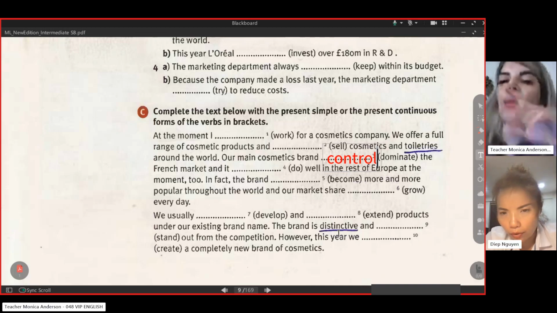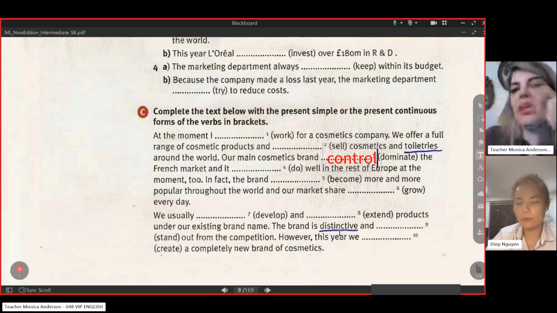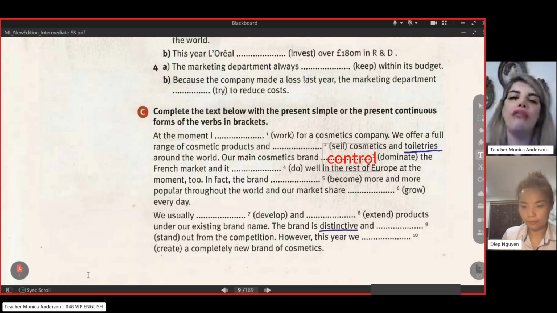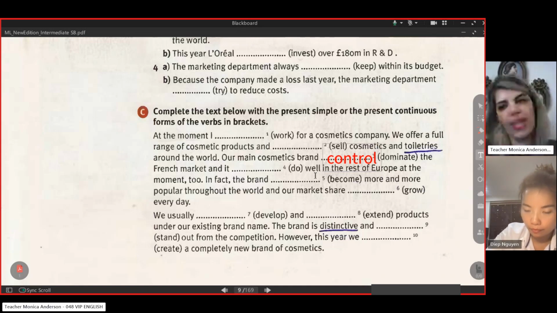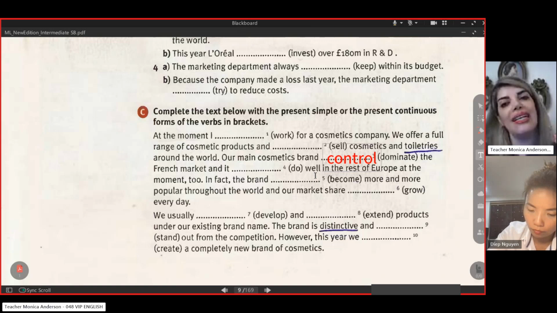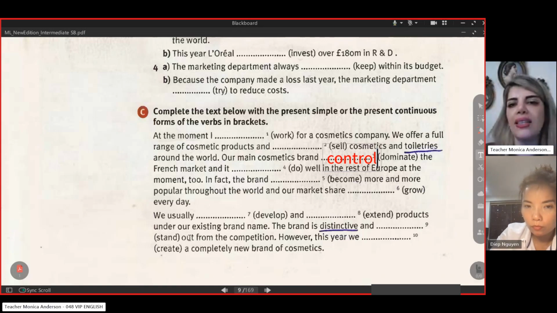Okay, let me interrupt you. I need to say something here. You say, in fact, the brand become, it's okay. So far, we can consider it as present simple, but if we have an action that is in progress in present time, we need to use present continuous. What does it mean? Let's take a look at this sentence.